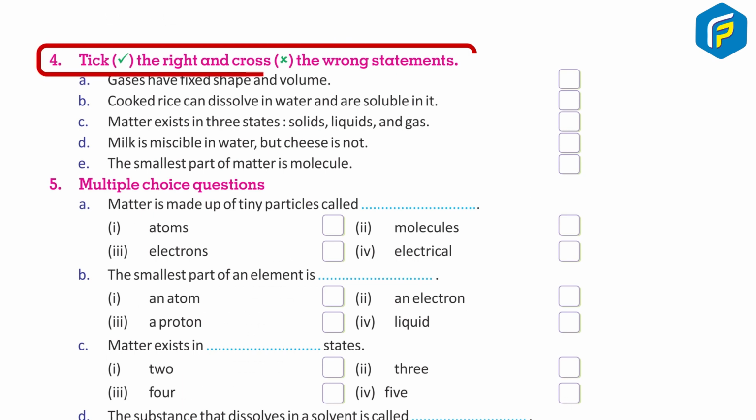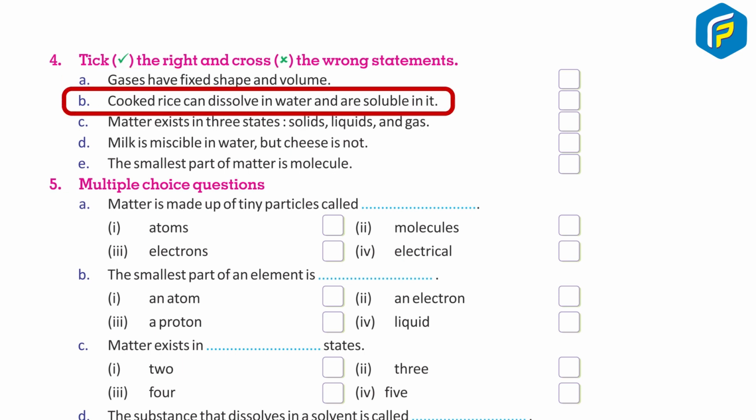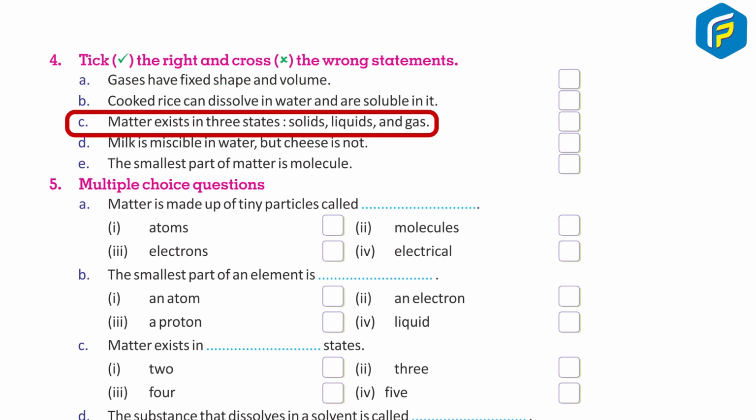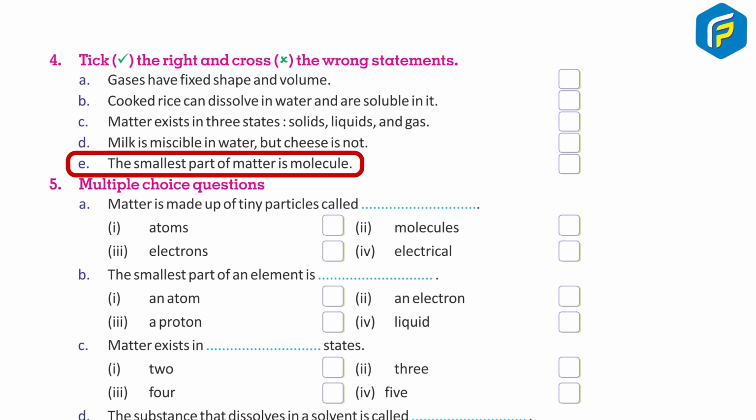4. Tick the right and cross the wrong statements. A. Gases have fixed shape and volume. B. Cooked rice can dissolve in water and is soluble in it. C. Matter exists in 3 states: solid, liquid, and gas. D. Milk is miscible in water but cheese is not. E. The smallest part of matter is the molecule.